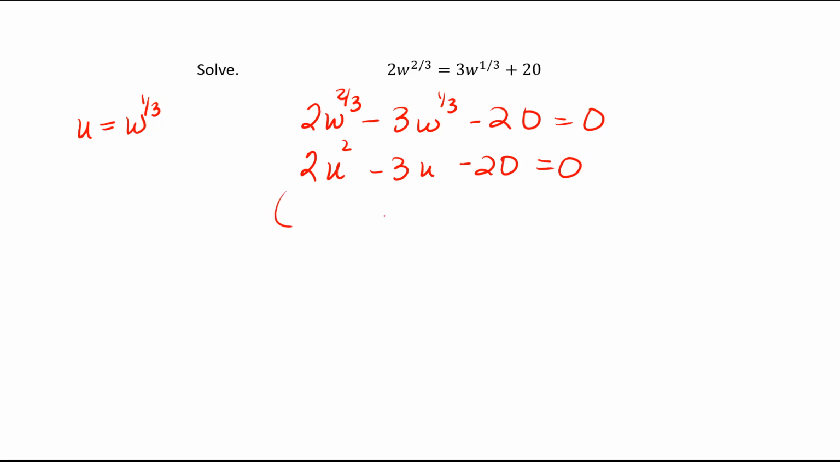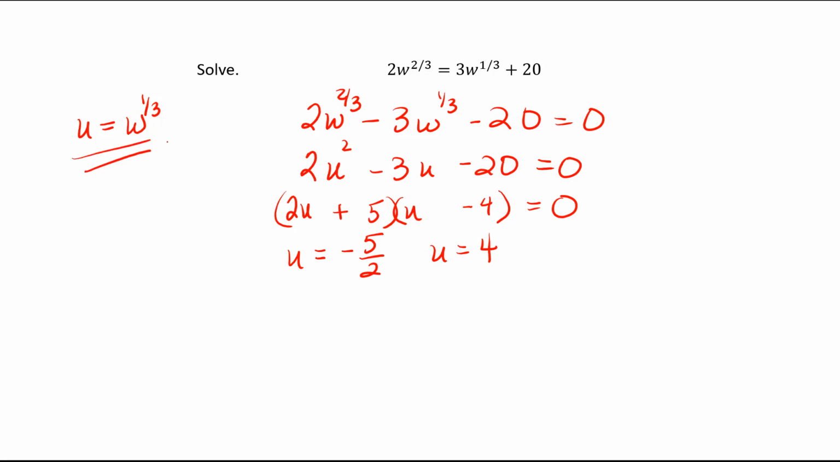So I can factor this. I might stick it into the quadratic formula, but it can be factored, so I like to do it that way. I want to find two numbers that multiply together to give me negative 20, and will help this all add up to negative 3u for the middle term. So if I try negative 8 and 5, that's going to give me negative 3, which is what I want. So that works. So I've got u could be negative 5 halves, or u could be 4. So I found out what u is.